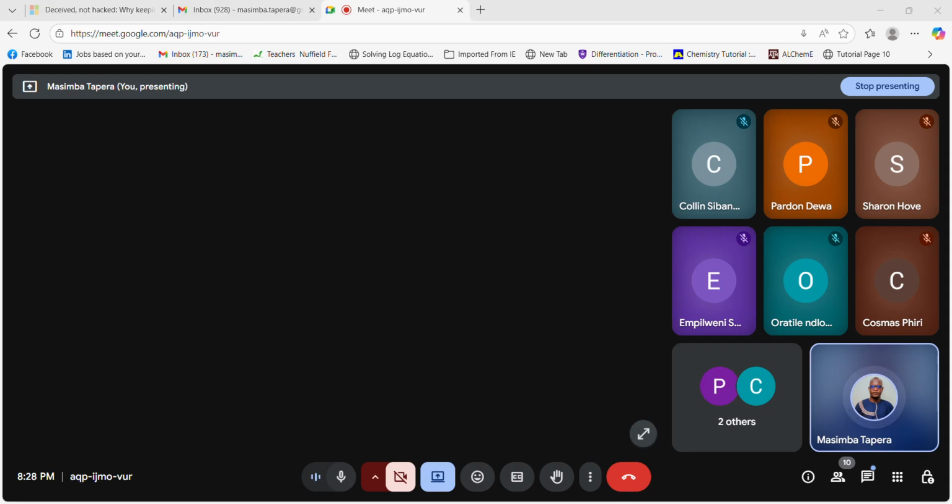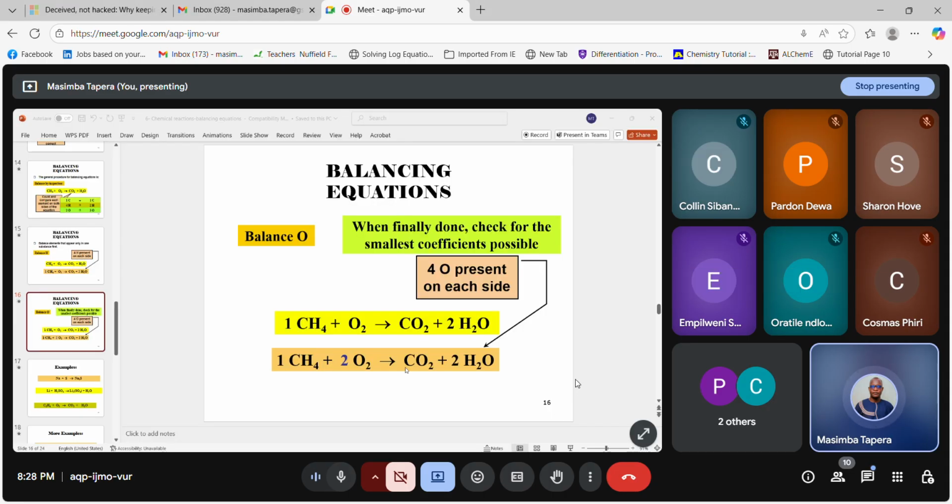So in the next slide here, you see when we have to balance oxygen. How do you balance oxygen? We make sure that we put a 2 here, so that we have 4 on this side, and we also have 2 plus 2, which is also 4. So 4 oxygen present on each side, and finally our equation is balanced. This one here is not necessary. We can put it, we might not need to put it. It is not necessary. So this is basically how you balance these chemical equations.